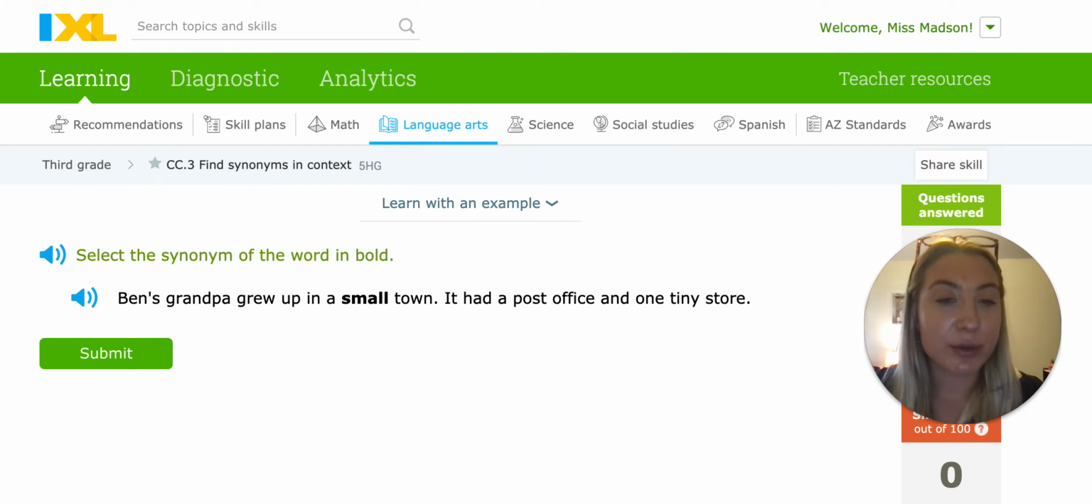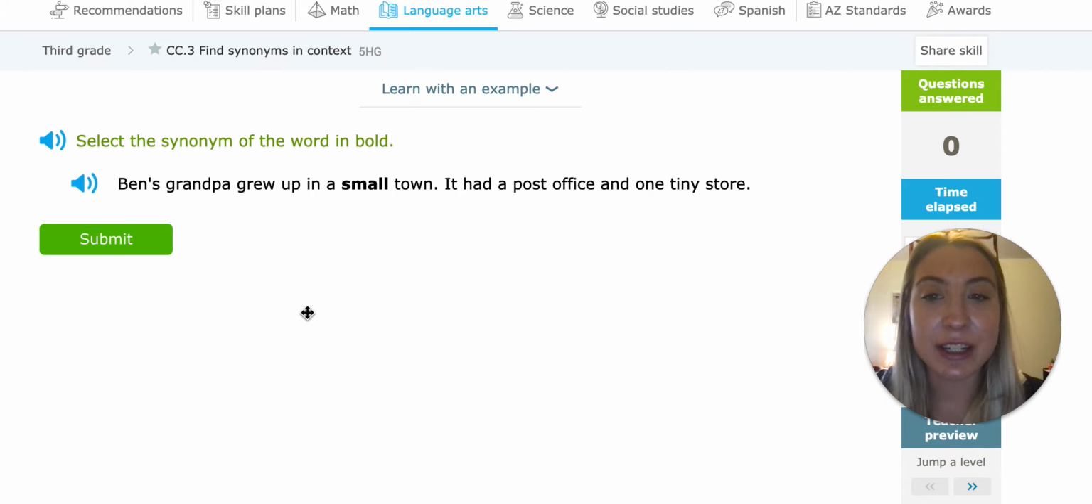So what we're going to be doing today is reading two different sentences, and the word in bold is a synonym. We have to find the word that is like that in the next sentence. So Ben's grandpa grew up in a small town. It had a post office and one tiny store. So we're looking at small in this sentence.